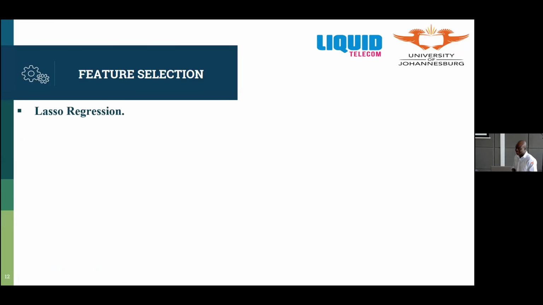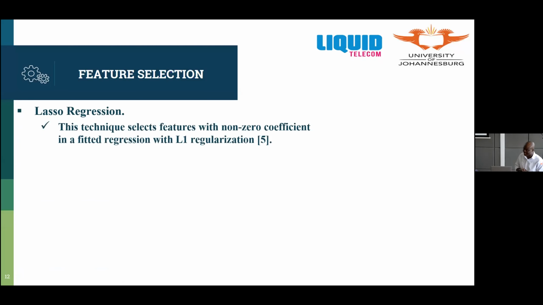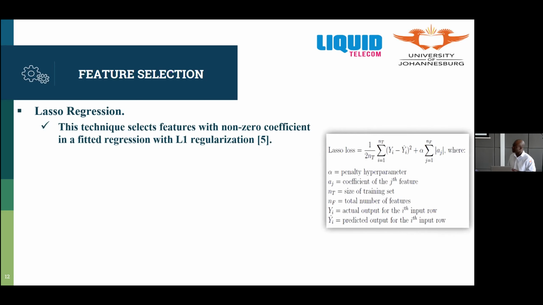As a continuation, the next method I'm going to mention is lasso regression. All right, how does this work? This technique selects features with a non-zero coefficient in the regression with L1 regularization. I'm just going to show a little image here to show what the lasso loss actually looks like. If you notice, there is a penalty parameter there called alpha. By adjusting the alpha value between 0 and 1, it enables some of the features to be dropped, all right?